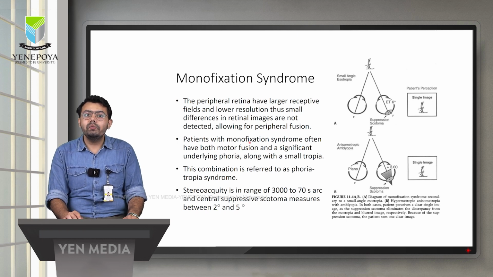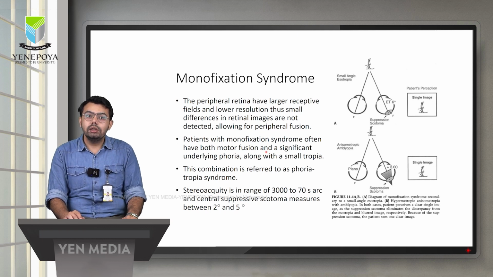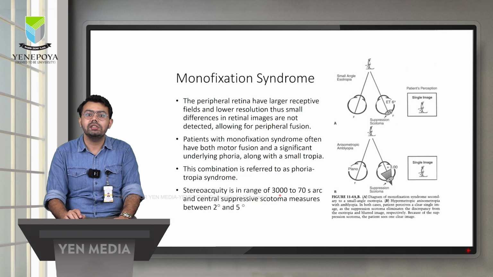If a patient with monofixation syndrome has both motor fusion and a significant underlying phoria with a small tropia, this condition has a special name known as the phoria-tropia syndrome. The stereo acuity in these people is usually 3000 to 70 seconds of arc, and the central suppressive scotoma measures between 2 degrees to 5 degrees. The normal stereo acuity is between 40 seconds to 70 seconds of arc.